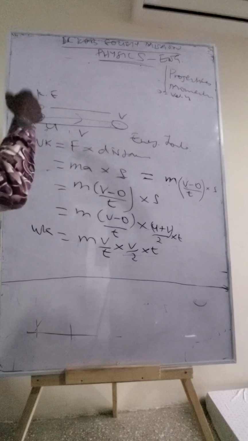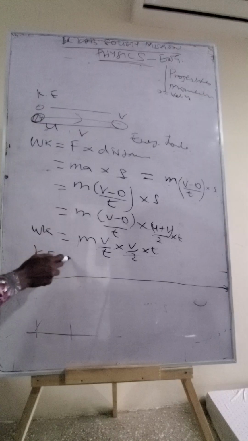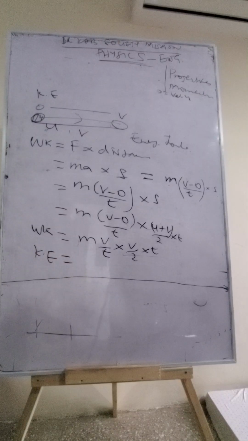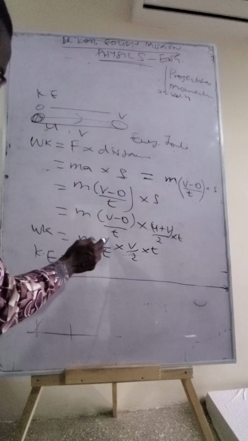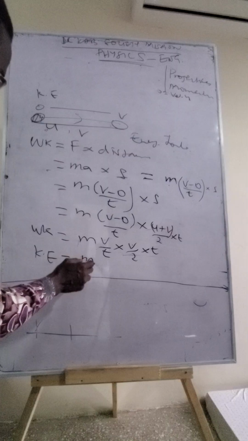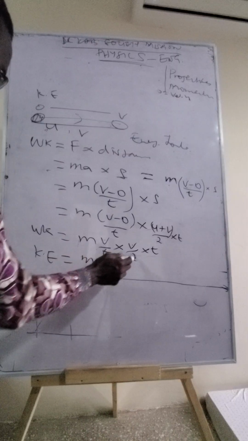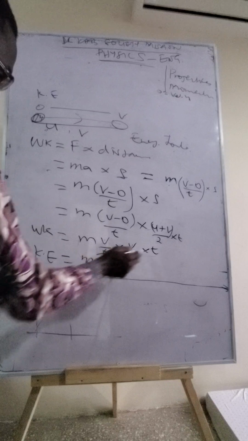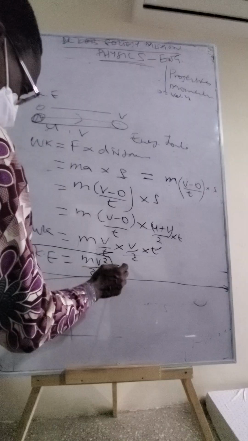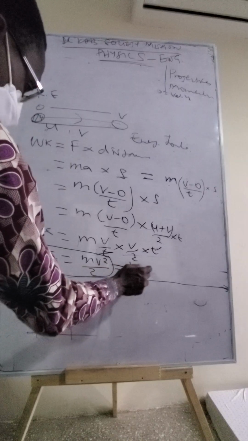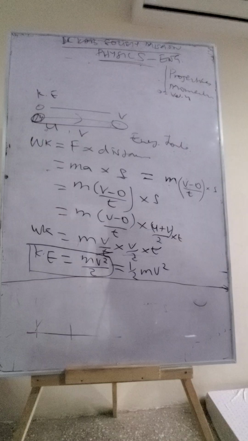But this is work which is being done while the body is in motion, so we can say it's kinetic energy. And this is going to give us what? v times v is going to be v squared. So m v squared over 2 times t, and t will cancel t. So this becomes the equation. This is what we write as half m v squared. So that is the kinetic energy.